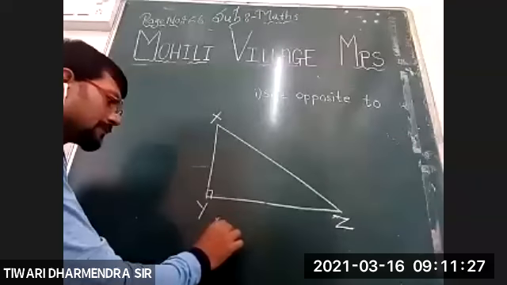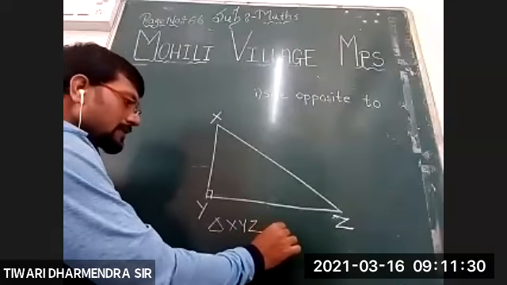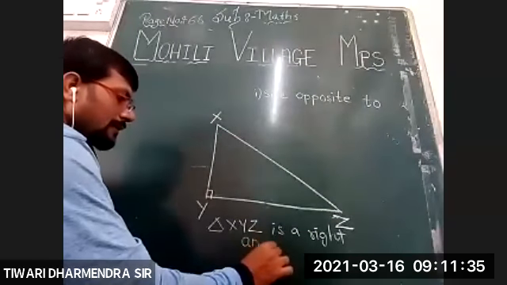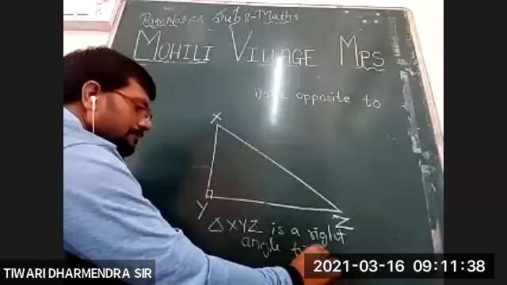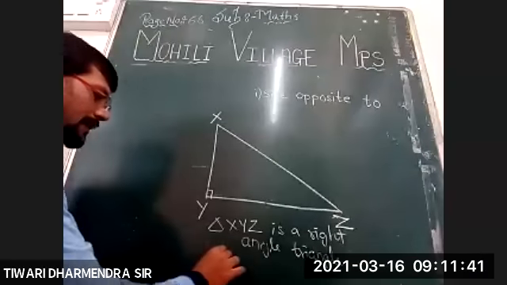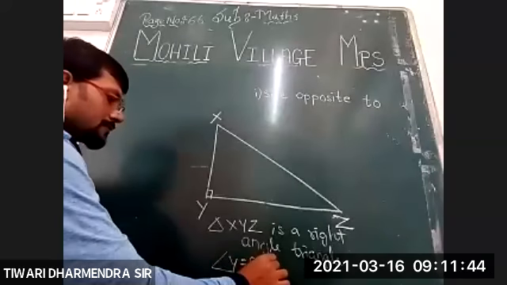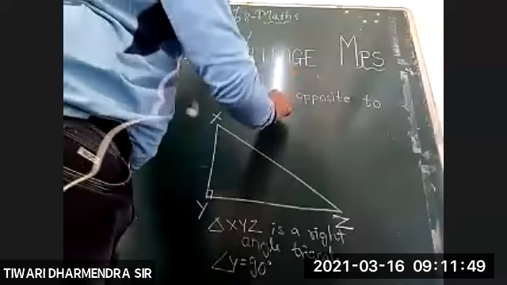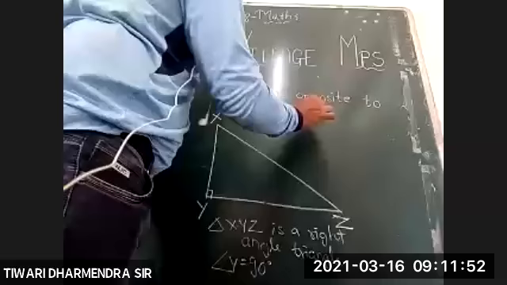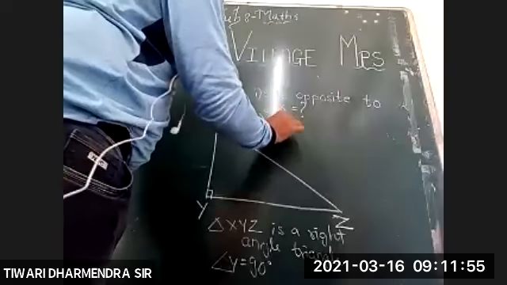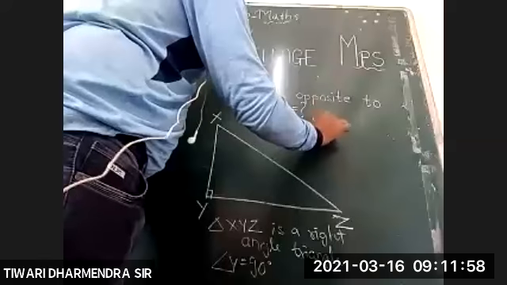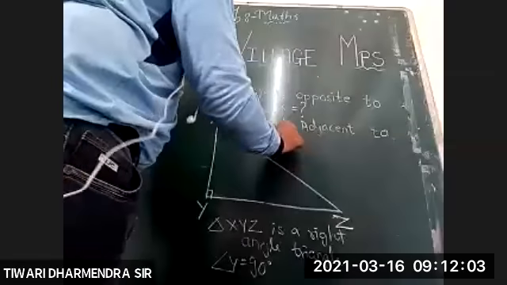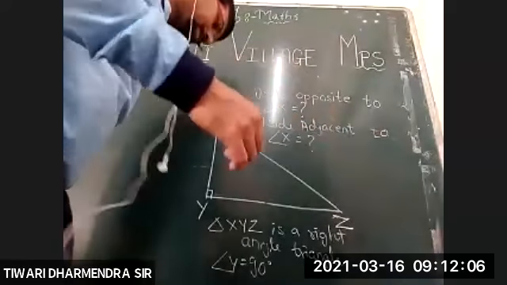So triangle XYZ is a right angle triangle with angle Y equal to 90 degree. So now some questions based on this triangle. Side opposite to angle X is equal to question mark. Second, side adjacent to angle X is question mark.